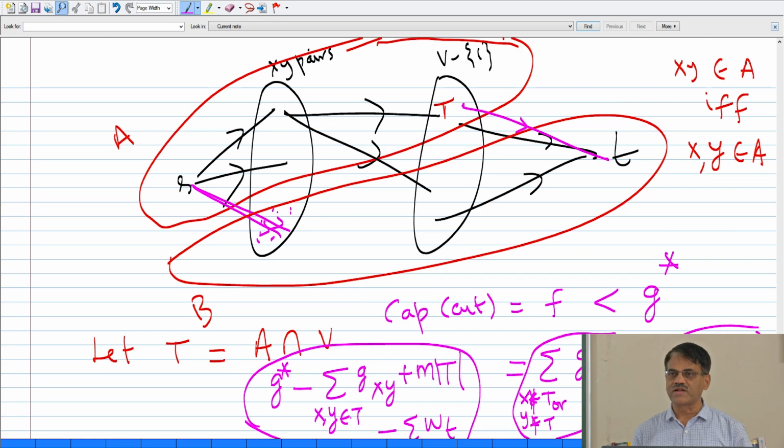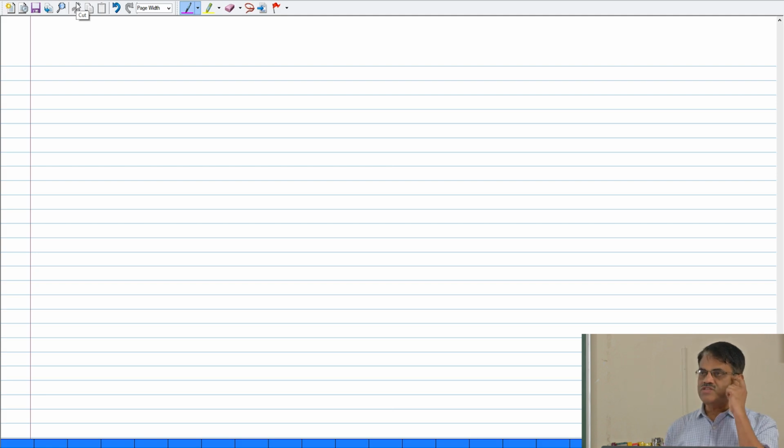How do we get the min cut? Can somebody tell me how we got the min cut from the max flow Ford-Fulkerson algorithm? When does the max flow algorithm stop? There is no s-t path, right. So, in the residual graph there is no s-t path.